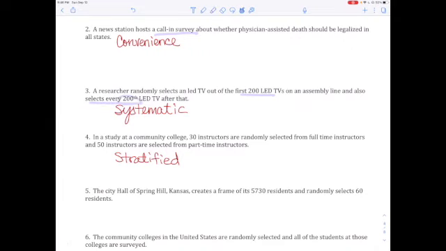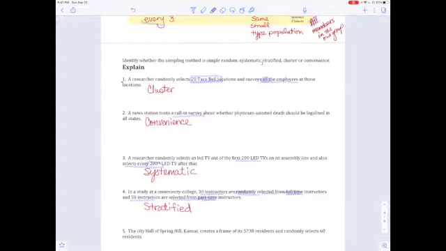Next one, number 4. In a study at a community college, 30 instructors are randomly selected from full-time instructors, and 50 instructors are selected from part-time instructors. And this is going to be stratified. It didn't tell you how they were selected, so it's just a random sample. So therefore, it's going to be stratified because they are separated into 2 groups. One group is full-time, the other group is part-time. So they are similar situations, and they are picking randomly from each group. So those are the 4 examples.